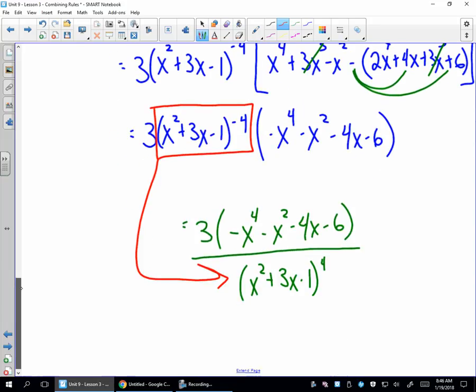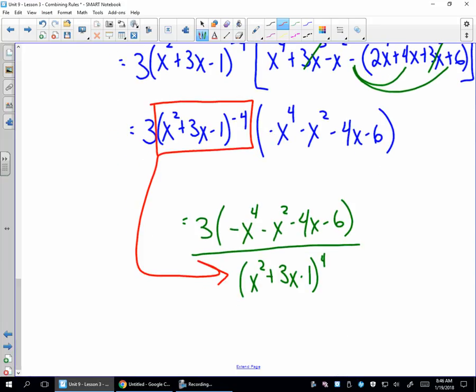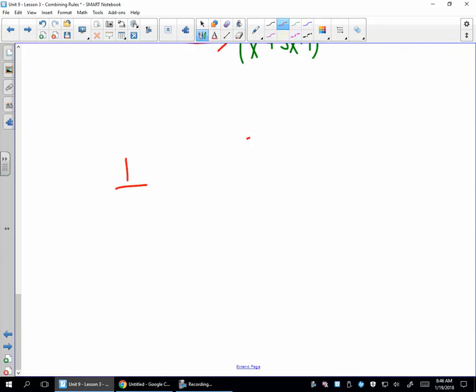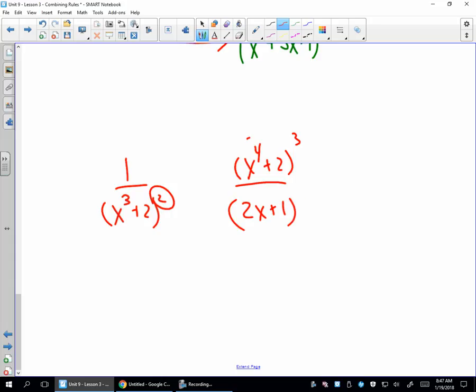I suggest using quotient rule if we have things on the top and the bottom that don't have multiple exponents. So for instance, if I had a question that had, I don't know, 1 over x cubed plus 2 squared. Well, I only got an exponent on the bottom. That would be a good quotient rule question. But if I have exponents on the bottom and the top, then I think the product rule is actually a faster way of approaching this. But it really is your choice. You get the same answer either way.